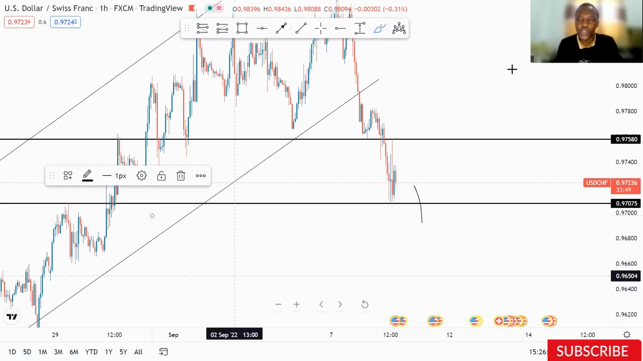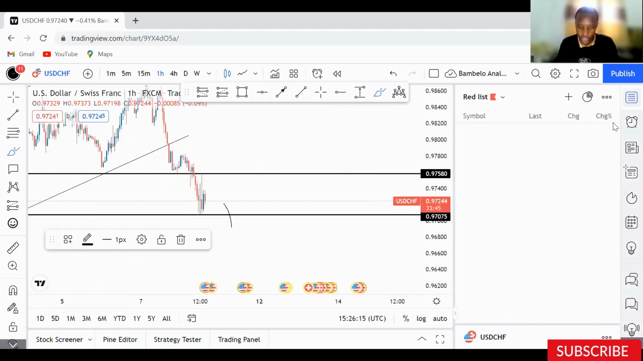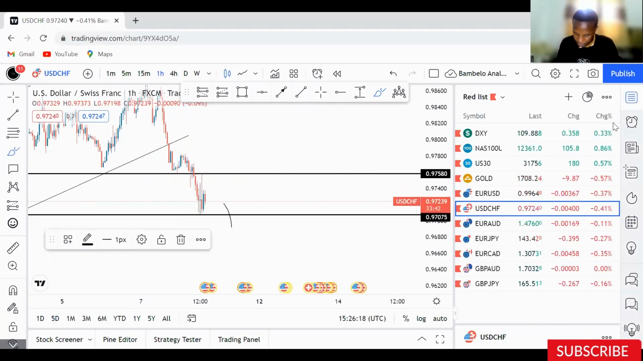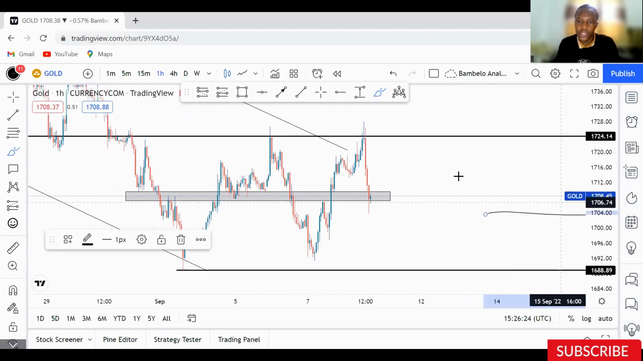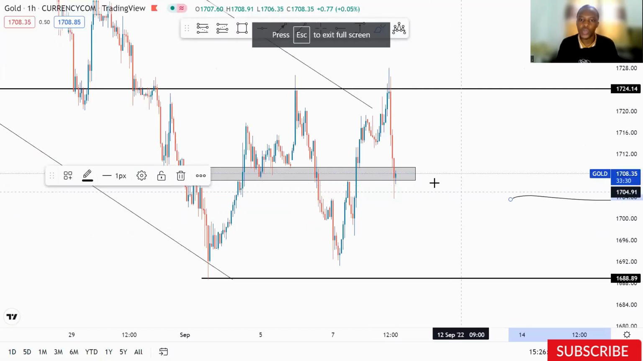Right? So let's get into that. I also have a pattern. So let's take gold, for instance. So let's do this. Cool. So here we are with gold, right?